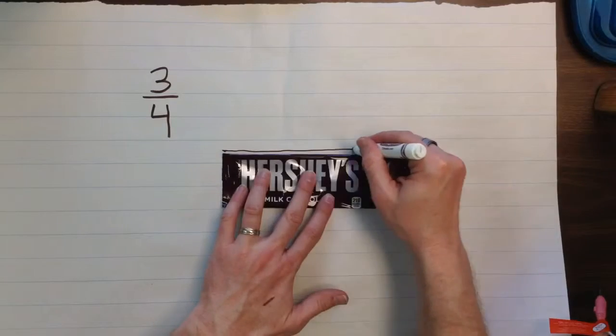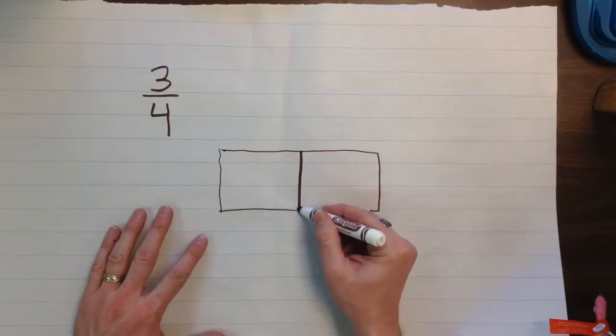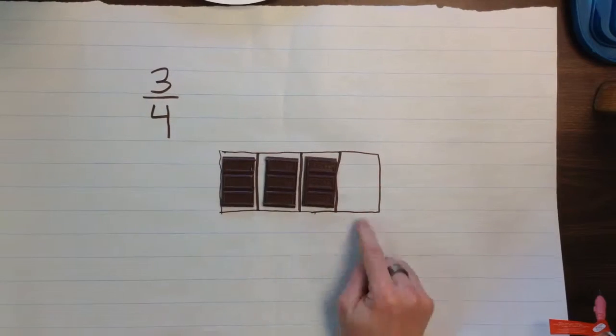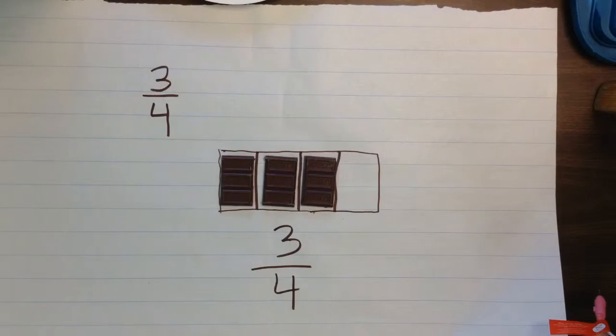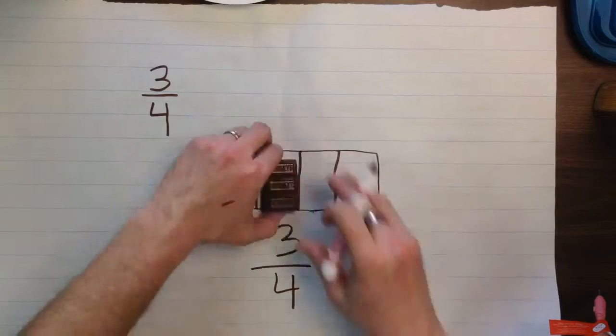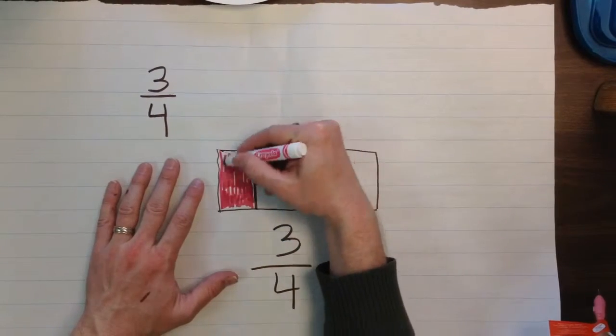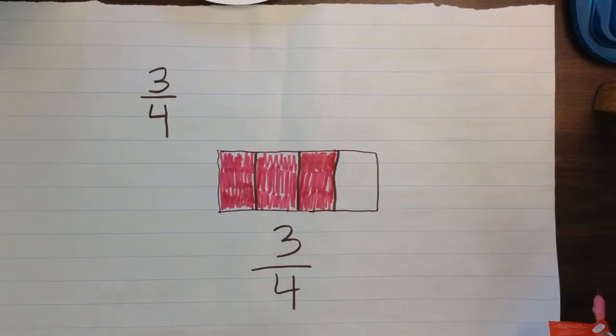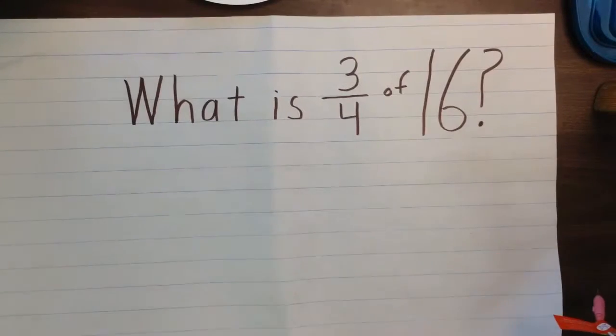Look at this candy bar. If I make a bar around it, and then I divide that bar into 4 equal parts, and I fill 3 of those parts with the candy bar, I have 3/4 of a candy bar. I'm going to take that bar and make a bar model of 3/4 by filling in 3 of the squares, so that I have a bar with 3/4 of it pink. Let's go back to looking at 3/4 of 16.